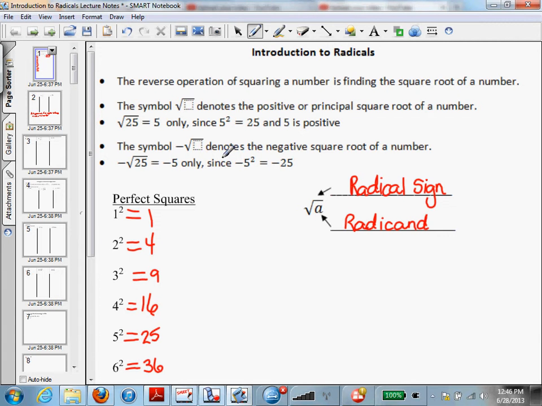The negative square root symbol denotes the negative square root of a number. For example, the negative square root of 25 equals negative 5, only since negative 5 squared equals 25.